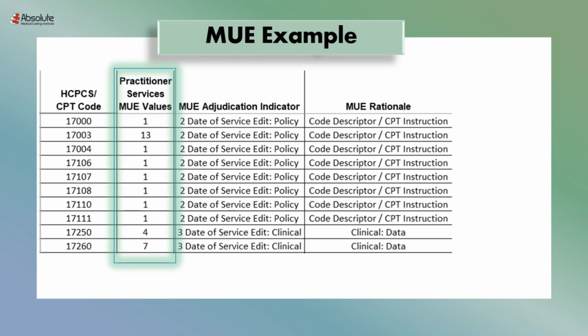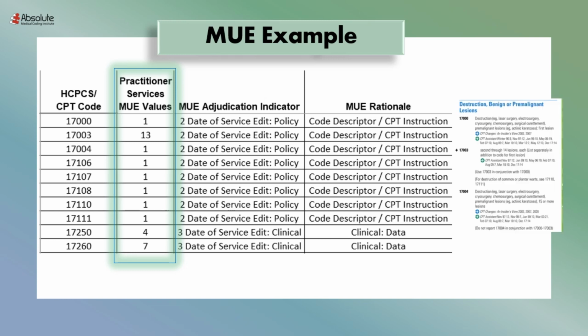Now let's take a peek at the first 3 codes there. We're going to look at 17000, 17003, and 17004, and we're going to focus mainly on the MUE values. So if we look at 17000, this is for destruction of a premalignant lesion for the first lesion. Now 17000 is only coded, as you can see in that code language, for the first lesion. If we look at the MUE value in the second column for 17000, it tells us 1. And again, this is an MUE adjudication indicator of 2 based on policy, meaning we can only report that code 1 time.